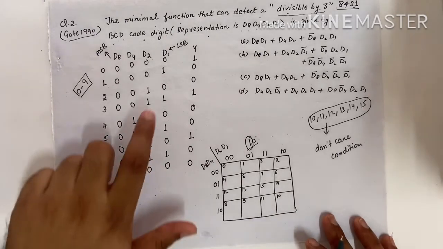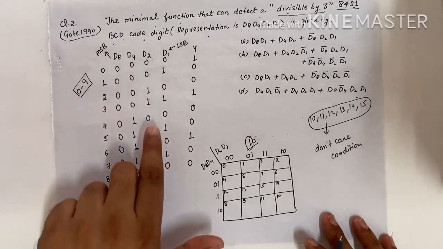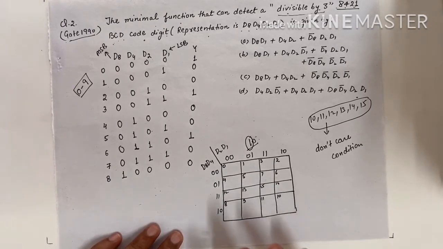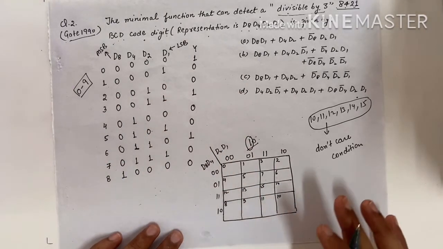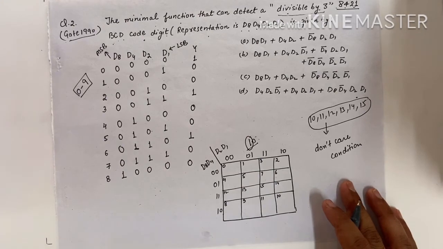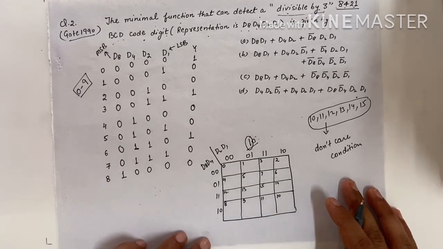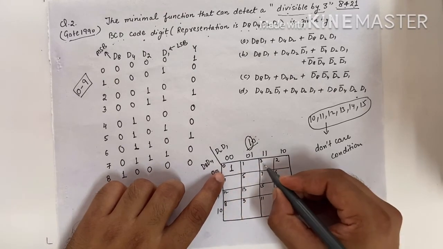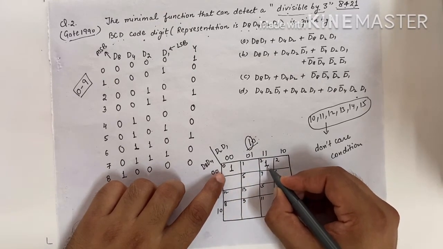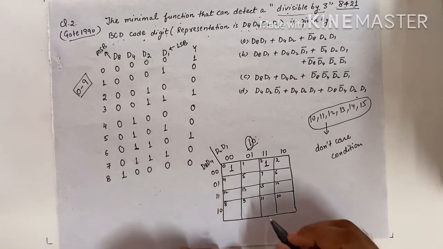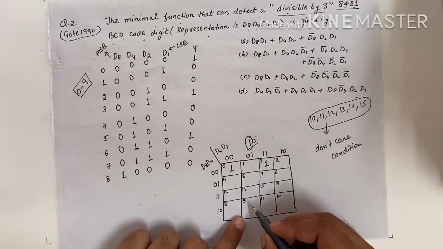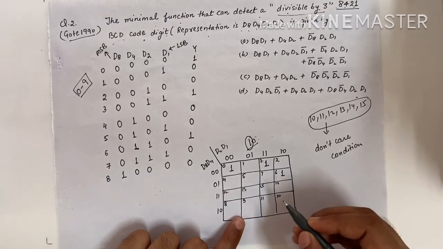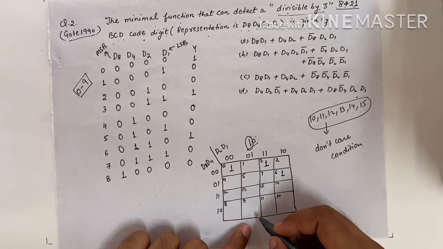Now with this truth table we have to write a logic 1, but we don't require the truth table. In the GATE exam we need minimum time to solve a question. So we can see 0 is divisible by 3, then we have to write 1 here, 3 is divisible by 3, it is logic 1, and 6 is divisible by 3, it is logic 1.